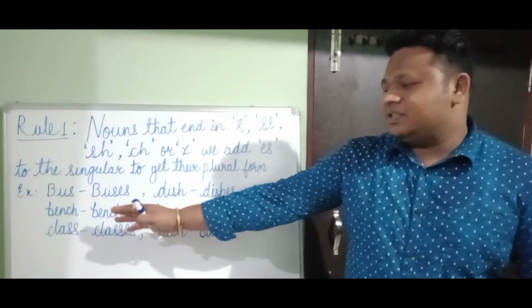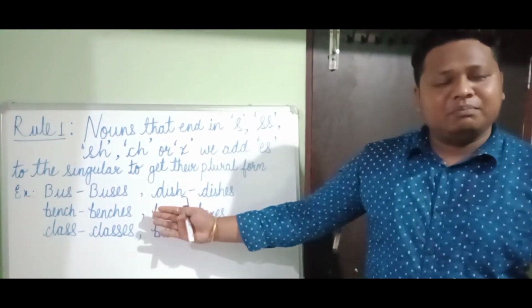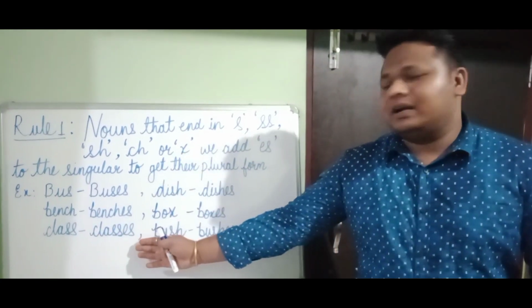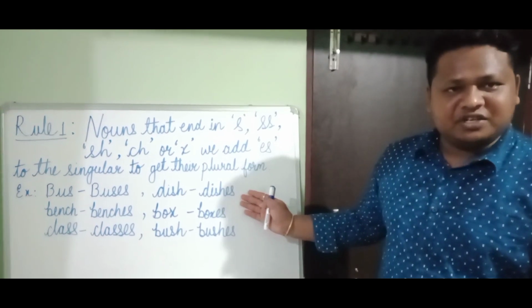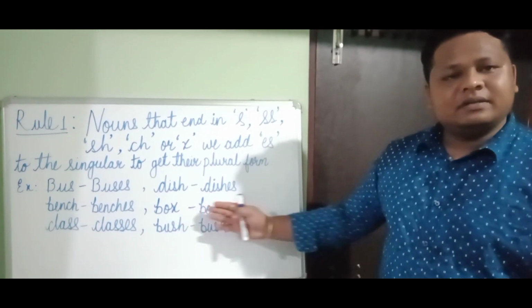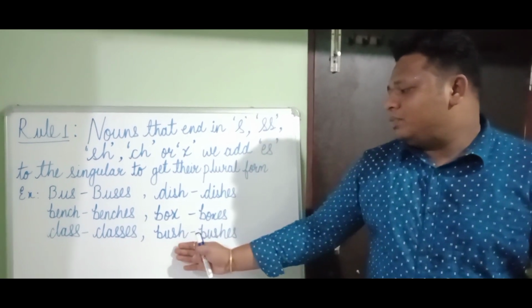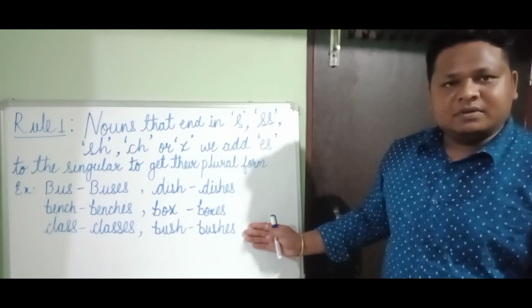Then bench ends with ch. So we add es to make the plural, that is benches. Class, double s. So classes. Dish, sh. So dishes. Box, it ends with x. So boxes. Bush, again ends with sh. So bushes. Alright.